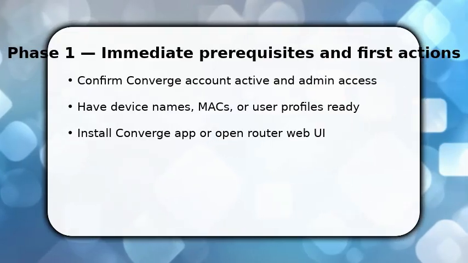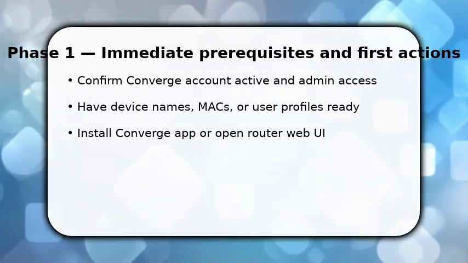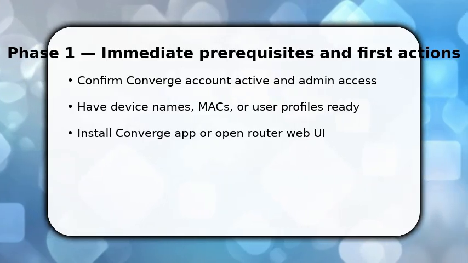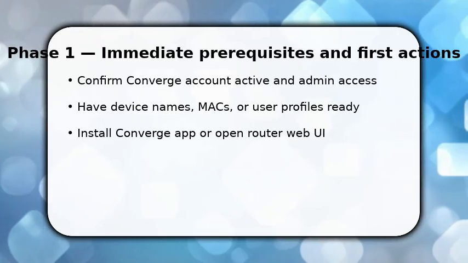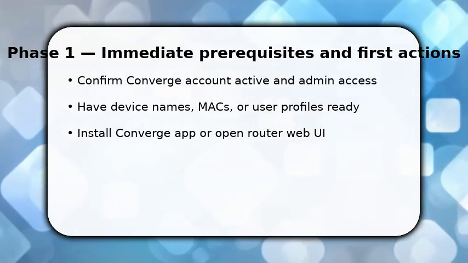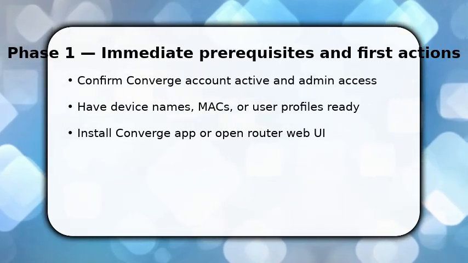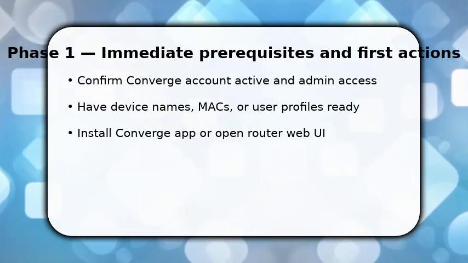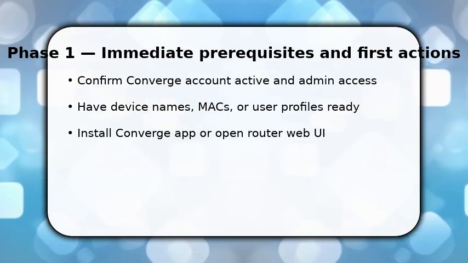You start by signing into your Converge account as the administrator. Once signed in, make sure you have the devices or user profiles listed, names, and MAC addresses helpful. Open the Converge app or the router web interface now and navigate directly to the Parental Controls section. Don't linger on menus. Go to Settings, then Users or Device Management. This first step establishes authority and inventory, so you can apply rules precisely to the right devices.